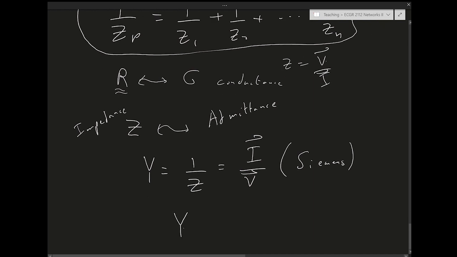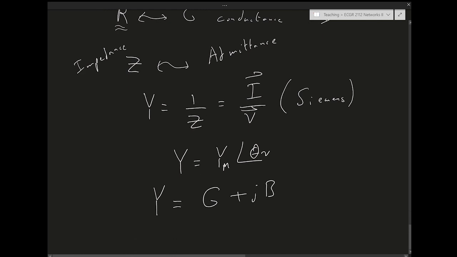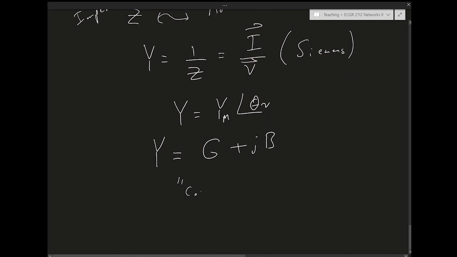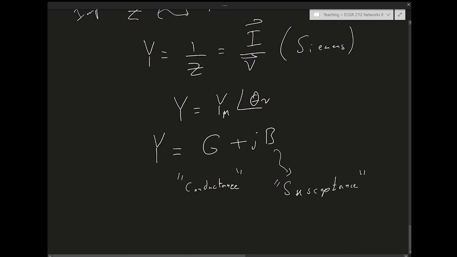The same way, we can write Y as Y magnitude, angle theta, and in rectangular coordinates, we write it as G plus jB. G, the real part, is the conductance, the same as the conductance in DC analysis, and B is the AC part, or the imaginary part, which is called the susceptance. So in Z we had resistance and reactance. In Y we have conductance and susceptance.